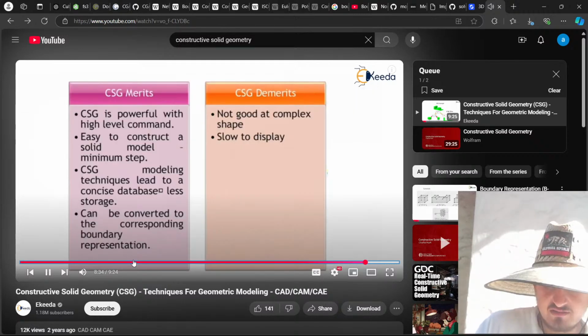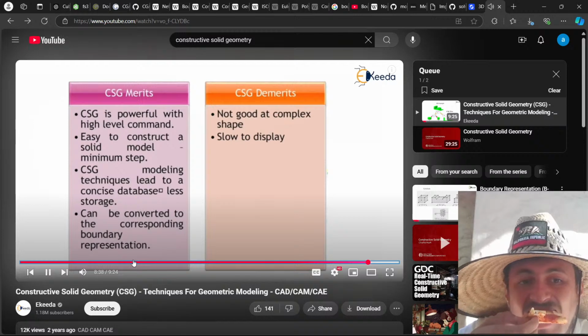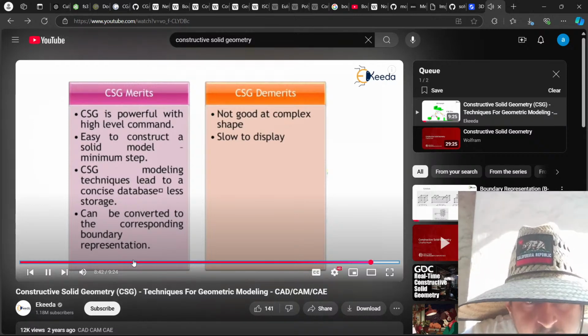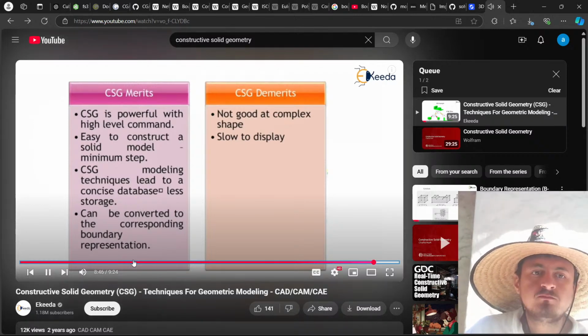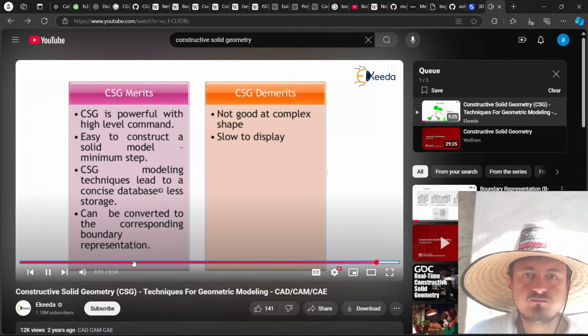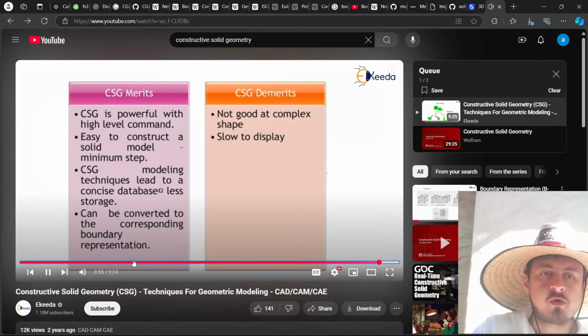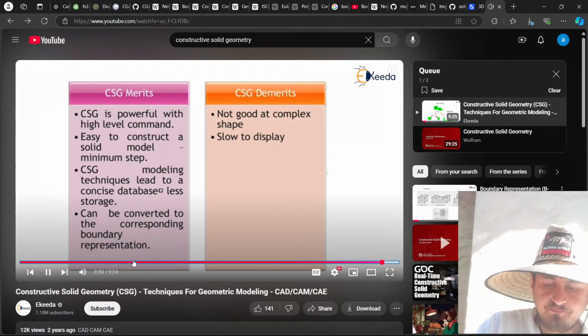CSG merits and CSG demerits. CSG is powerful with high-level commands, and it is easy to construct a solid model in a minimum number of steps. The modeling technique leads to a concise database and less storage. It can be converted to the corresponding boundary representation. CSG demerits: it is not good at complex shapes and is slow to display.